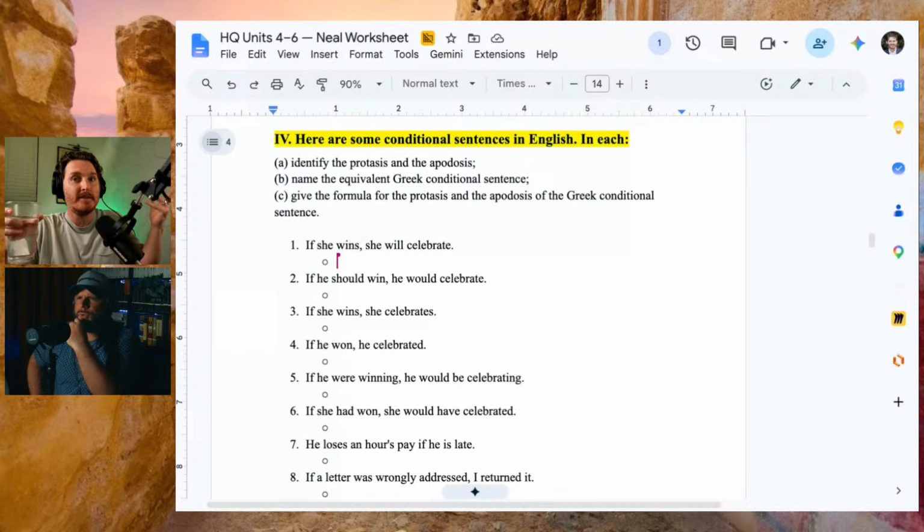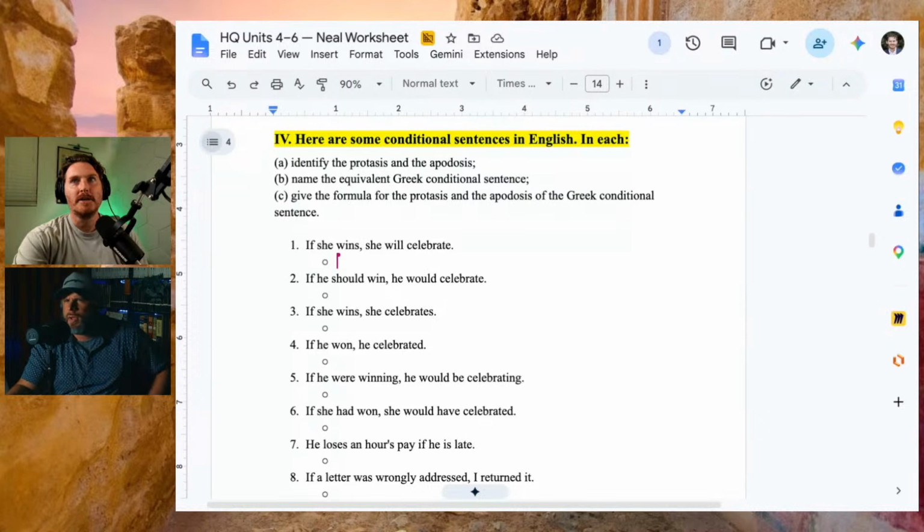If she wins, you're more vivid. Yes, future more vivid, exactly. Hey, what would be the formula for this? Because it's ean, it'd be ean plus which mood? Subjunctive. Oh, yes. Okay, it would be subjunctive. But that's in the protasis. Now, in the apodosis, what are you going to get? You were right before. Future indicative. So it would be like ean nikese eortase. If she wins, she's going to celebrate.